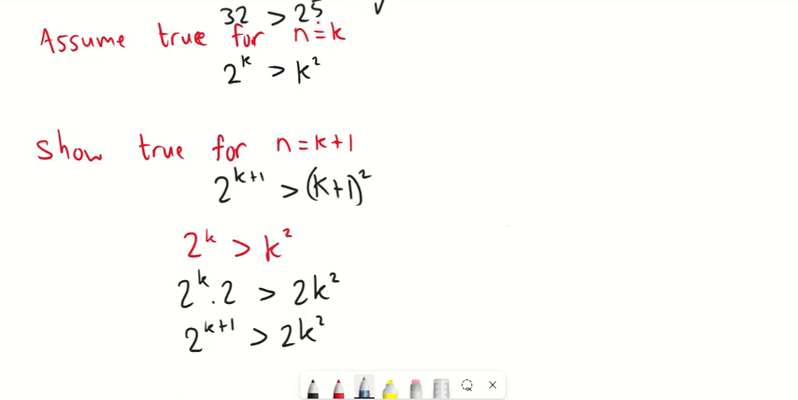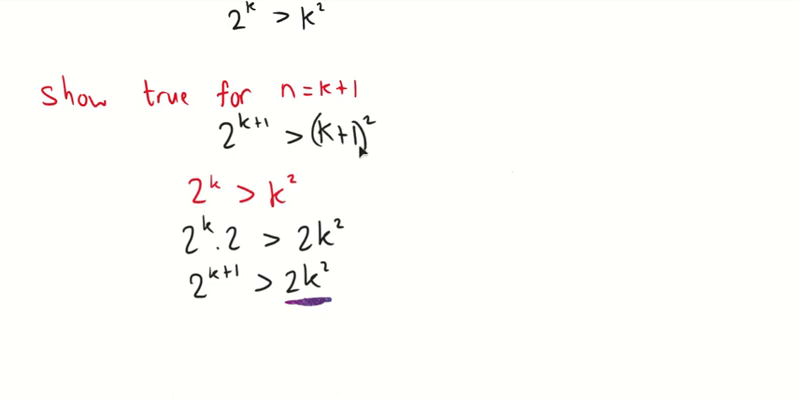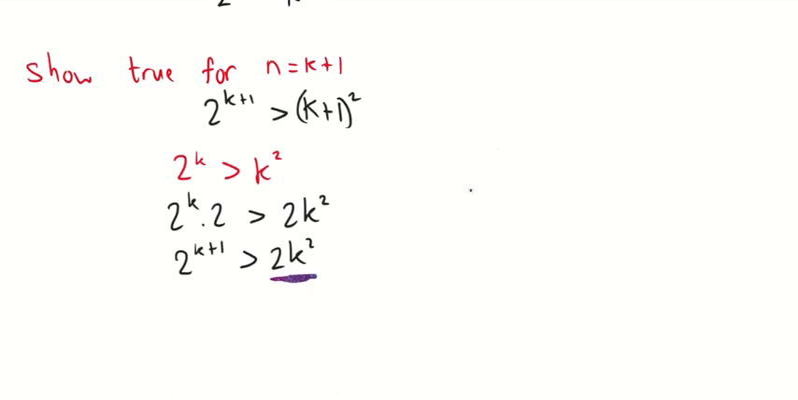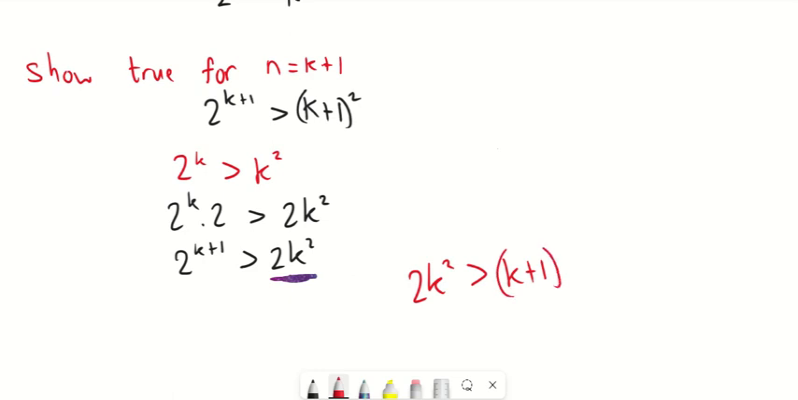So because we know that this is less than 2 to the power of k plus 1, if we can just show that this thing is greater than our k plus 1 squared, then we have it proved. So we know that 2 to the power of k plus 1 would have to be greater than k plus 1 squared. So we're going to show that now. We're just going to show that 2k squared is greater than k plus 1 squared.